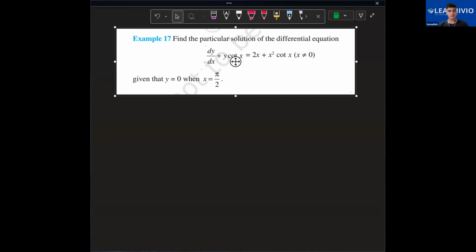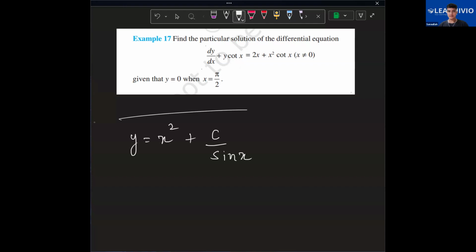Okay, what's the answer? Sir, y is equal to x square plus c by sin x. Yes. But this equation has an arbitrary constant.